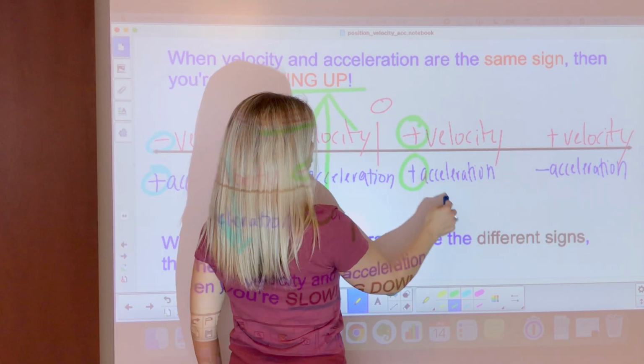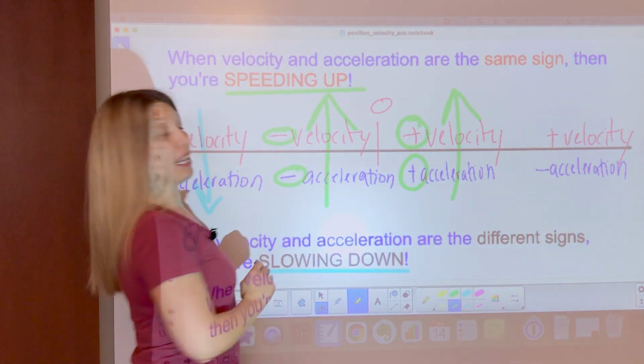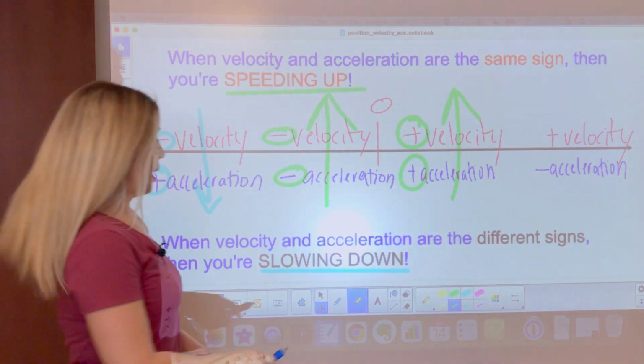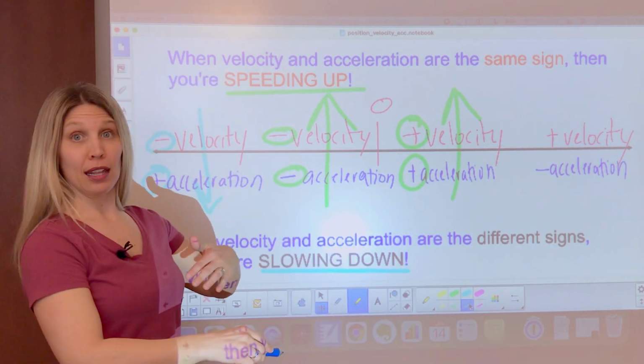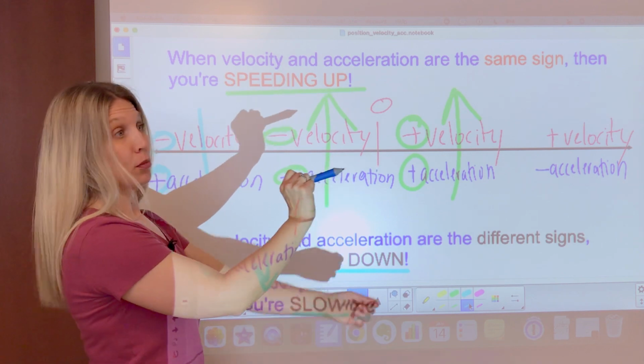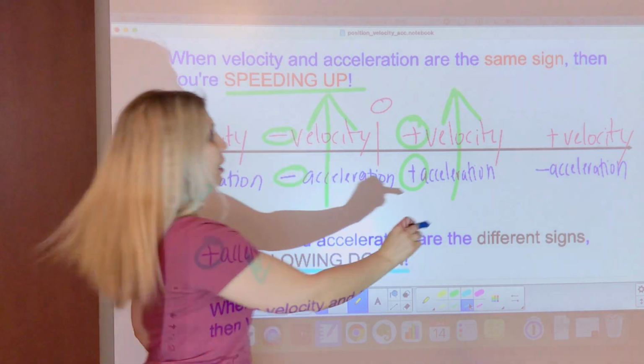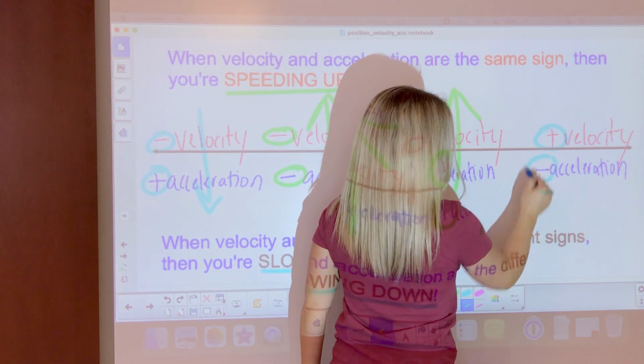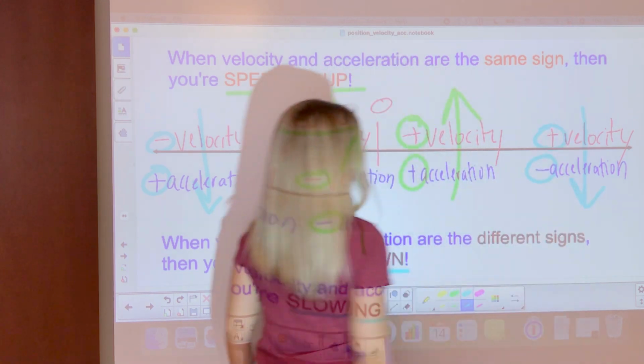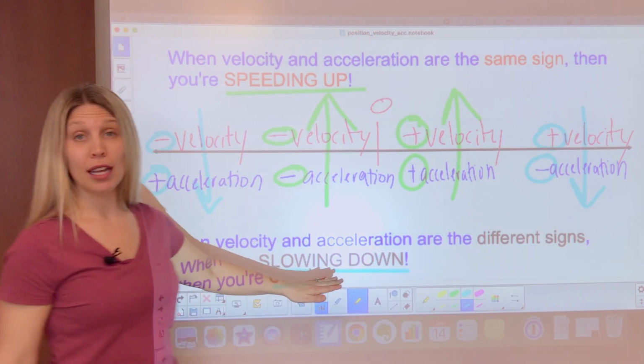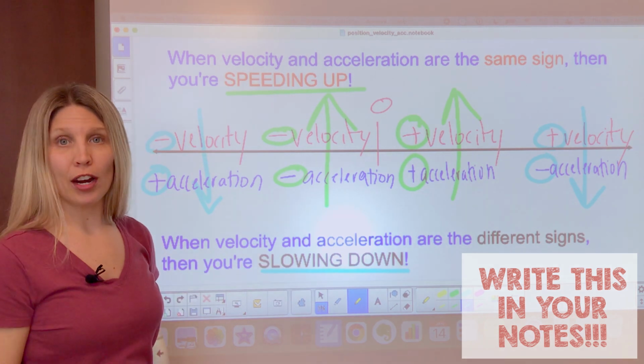So since these two signs are the same, you're going to be, again, speeding up. Now, on the flip side of that, if you're heading in this direction, but again, you're pushing on that brake, that's what it means when those signs are opposite of each other, you're going to be slowing down. And this is going to be important when we do our example problems.